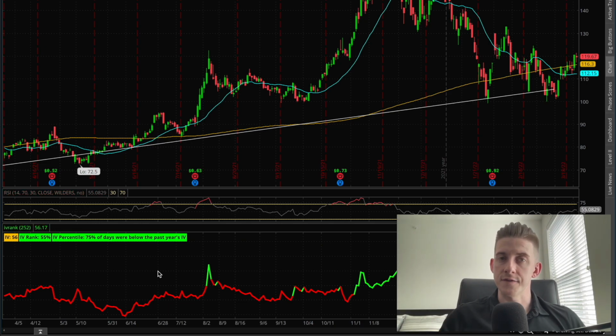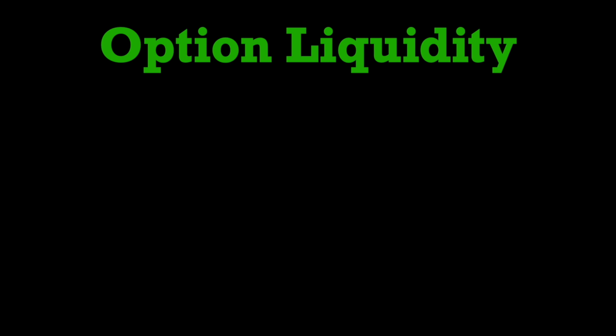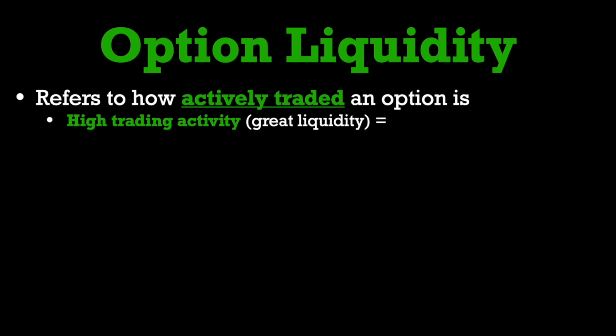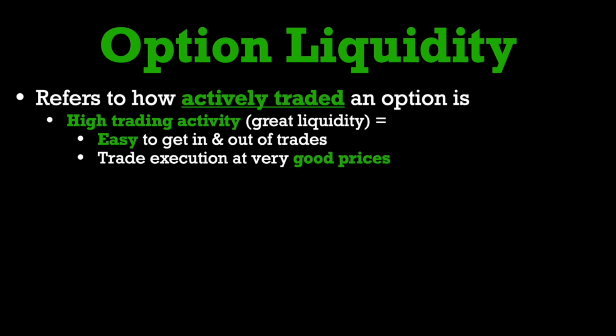Okay, so if the stock you're looking at does pass that first item on your checklist, high implied volatility, then the second item on that list is going to be option liquidity. Specifically, the liquidity of any asset refers to how actively traded that asset is. This is very important because the more actively traded a particular stock, or in this case an option, is, the easier it is to get in and out of your trades, and at very, very good prices.